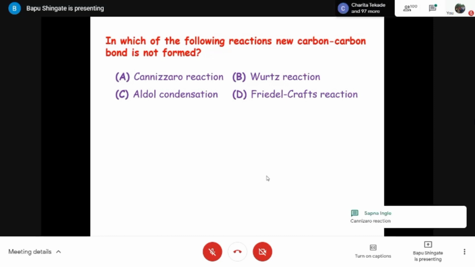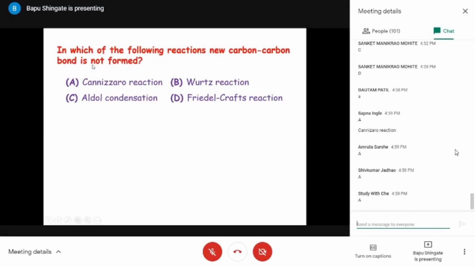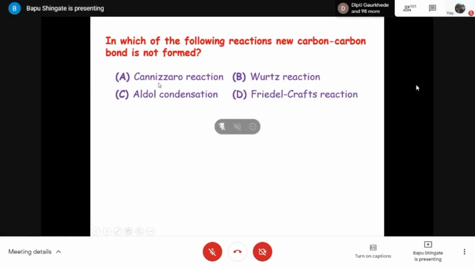Then Wurtz reaction: reaction of two equivalents of alkyl halide in the presence of sodium metal gives a higher hydrocarbon, and in that case also carbon-carbon bond formation takes place. But in Cannizzaro's reaction, see the question, a new carbon-carbon bond is not formed. Two equivalents of formaldehyde or two equivalents of benzaldehyde: one benzaldehyde gets converted into the sodium salt of benzoic acid and another benzaldehyde gets reduced into benzyl alcohol. Only functional group transformation takes place there. One molecule gets oxidized and another gets reduced. That's why no carbon-carbon bond formation takes place here.